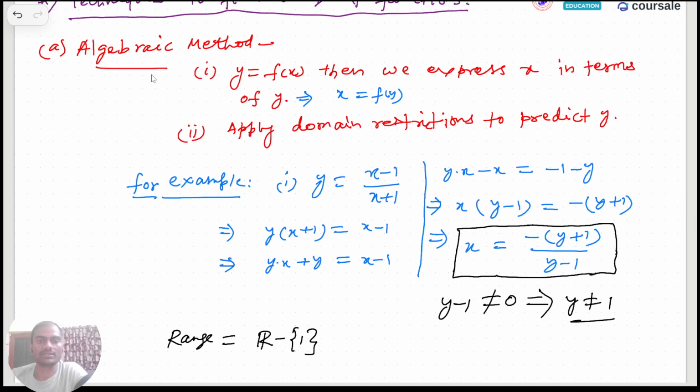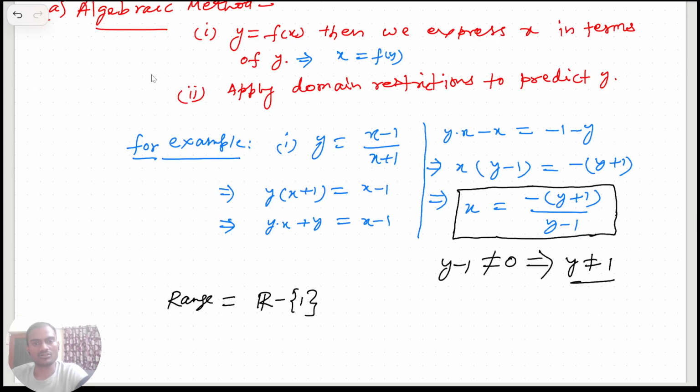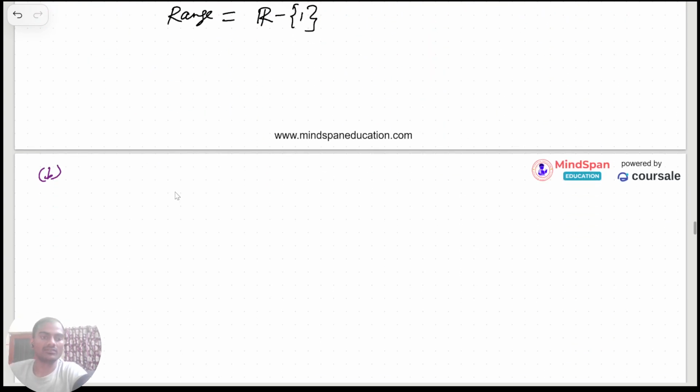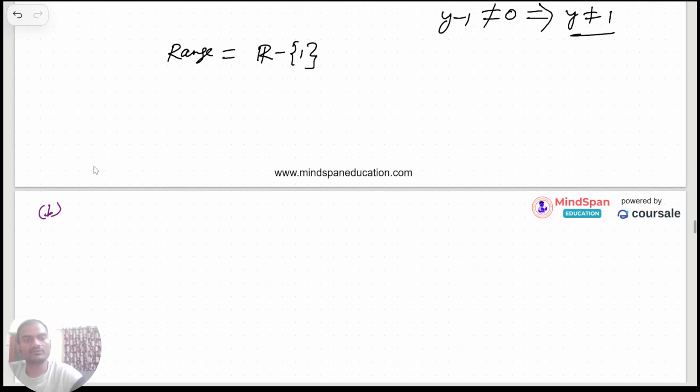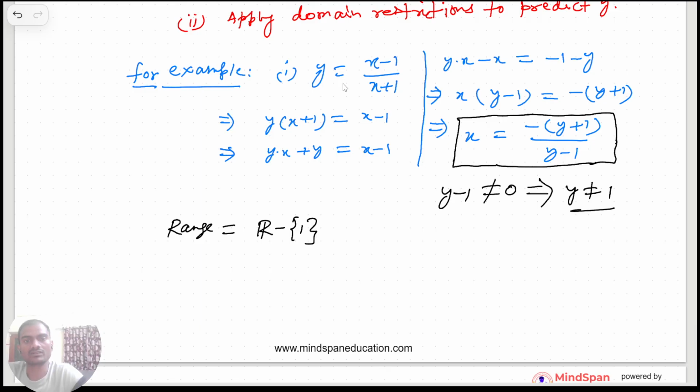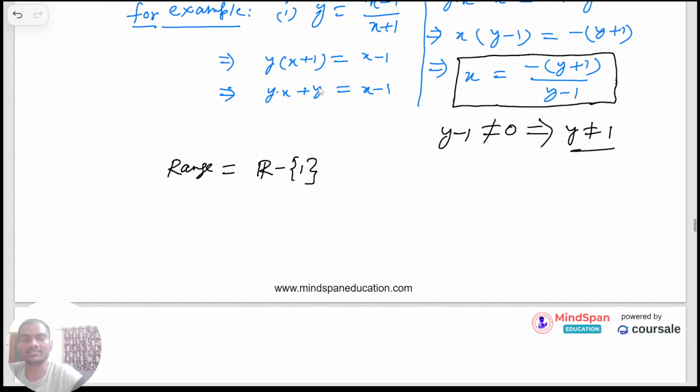So this is called algebraic method. Here we manipulate the expression in such a way that we write x in terms of y, so that we can apply the domain tips and tricks on y to predict its values, and that y is basically the output of the original function. So we can find the output of the original function. Okay, now second technique is, if function is like this, simple expression, then we can apply this. But if it is quadratic expression, then it is relatively hard to express like that.